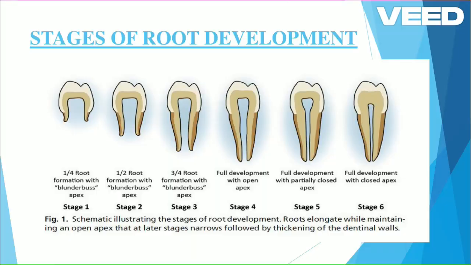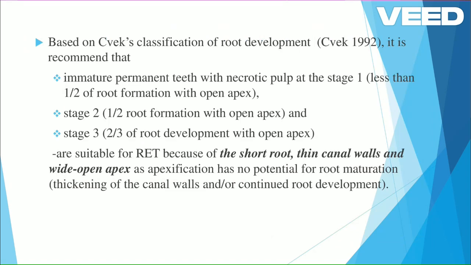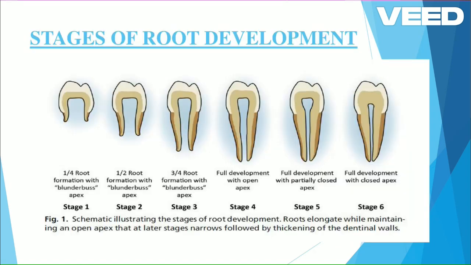So, what are the stages of root development? It is given by Cvek. So, this is the Cvek classification of root development. One-fourth of the root formation with divergent apex is stage 1. One-half of the root formation with divergent apex is stage 2. Three-fourths of root formation with divergent apex is stage 3. Full development with open apex is stage 4. Full development with partially closed apex is stage 5. And full development with a closed apex is stage 6.